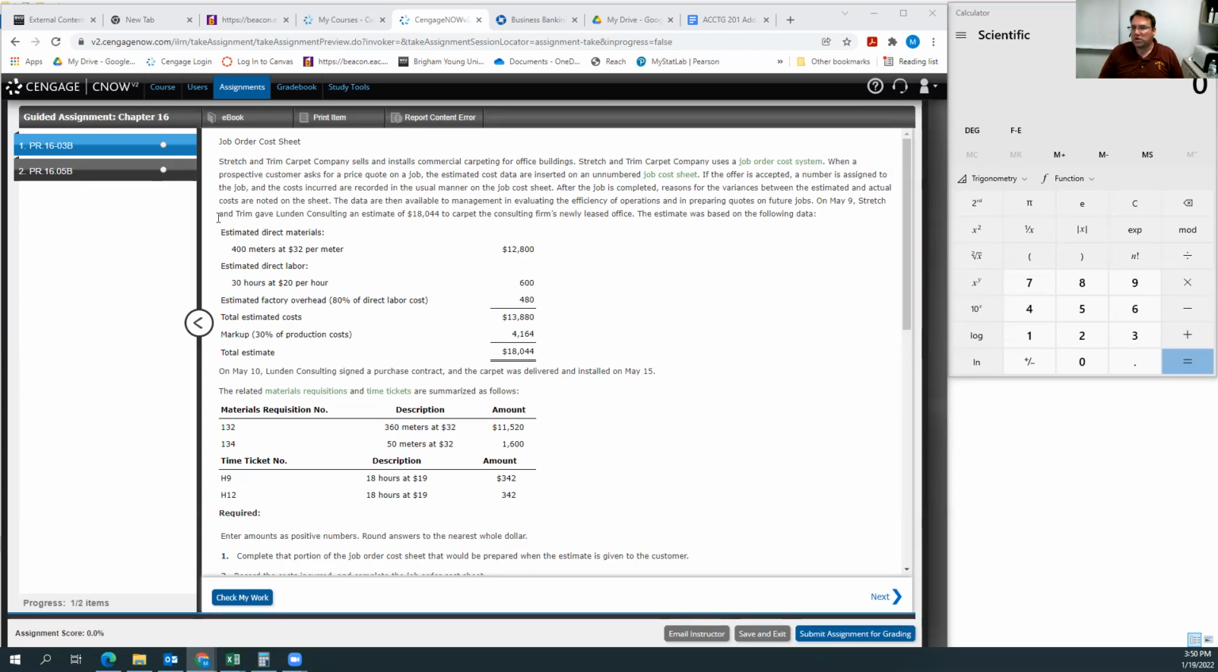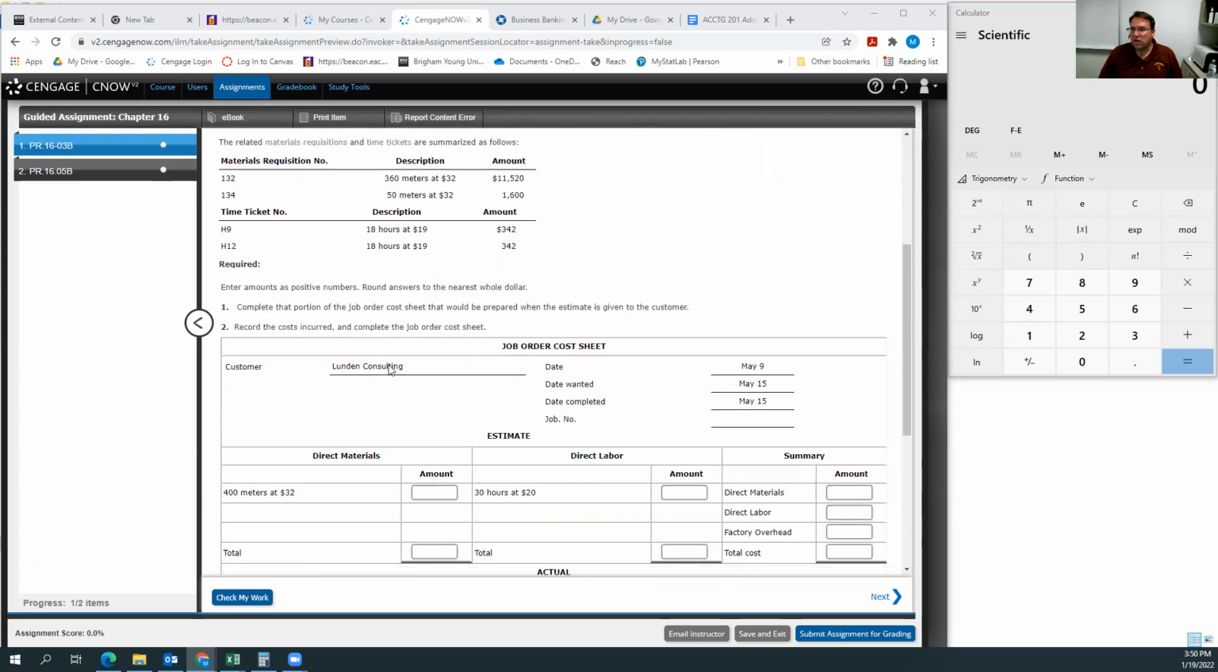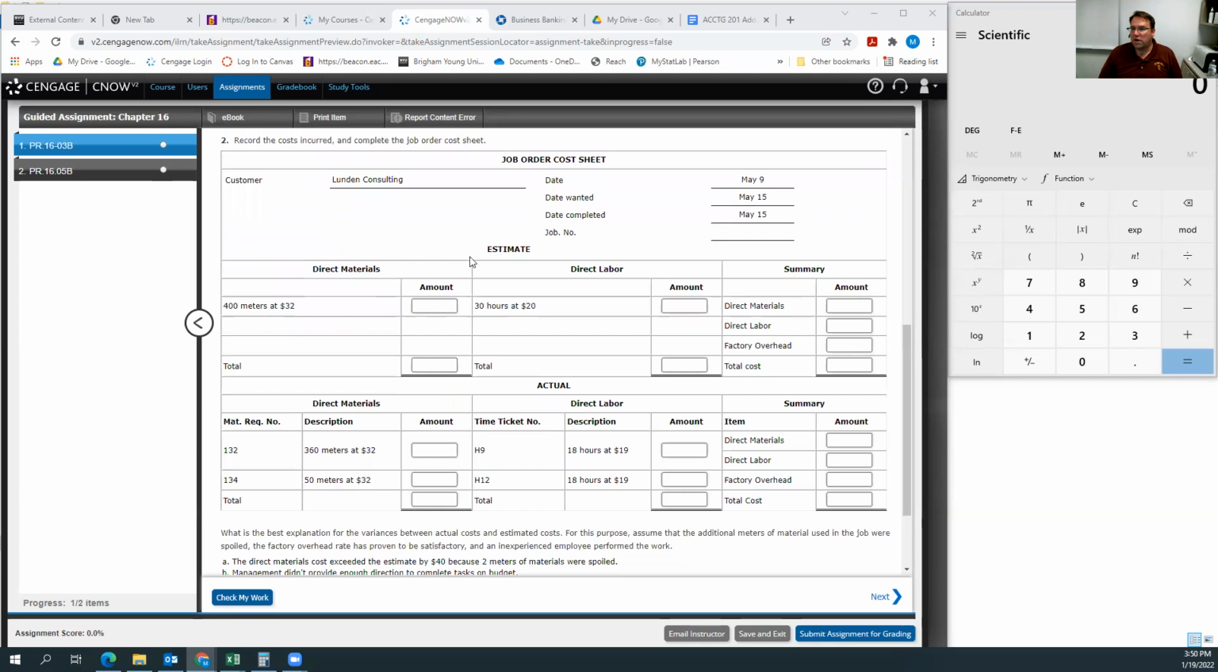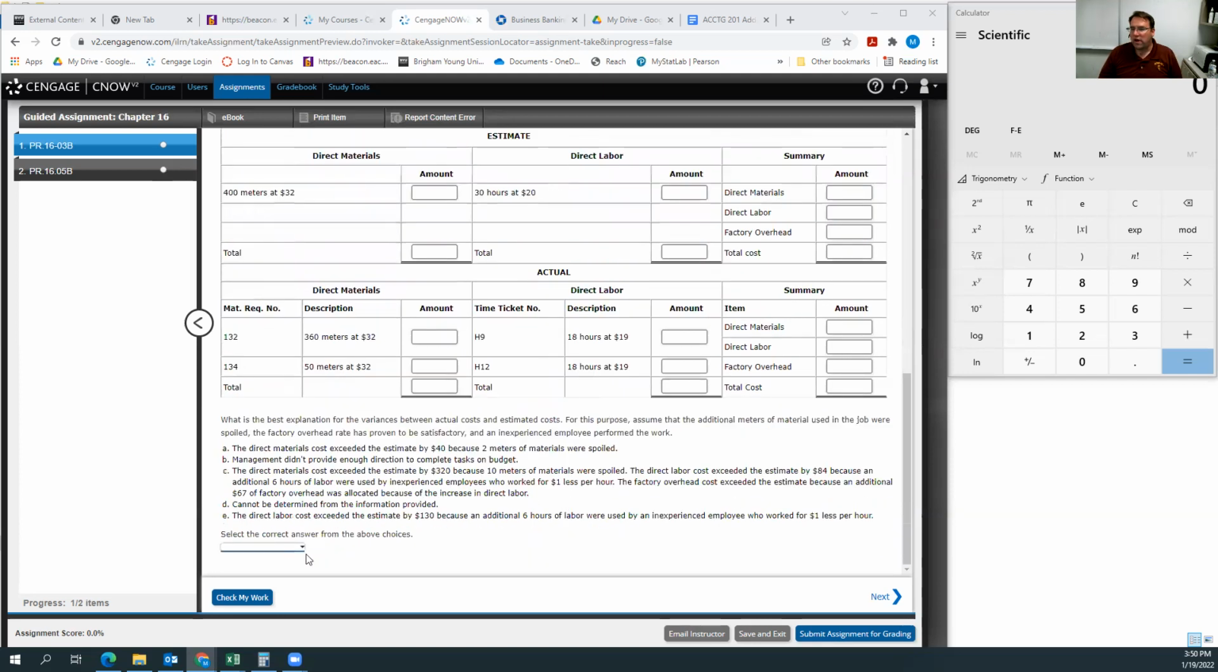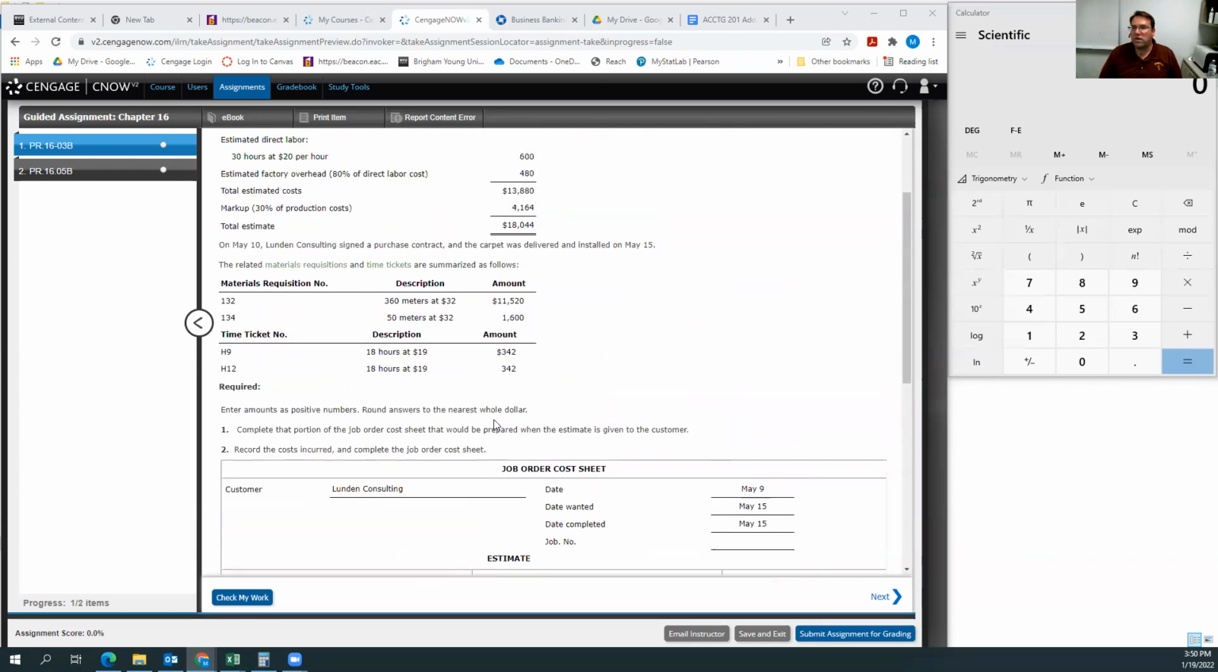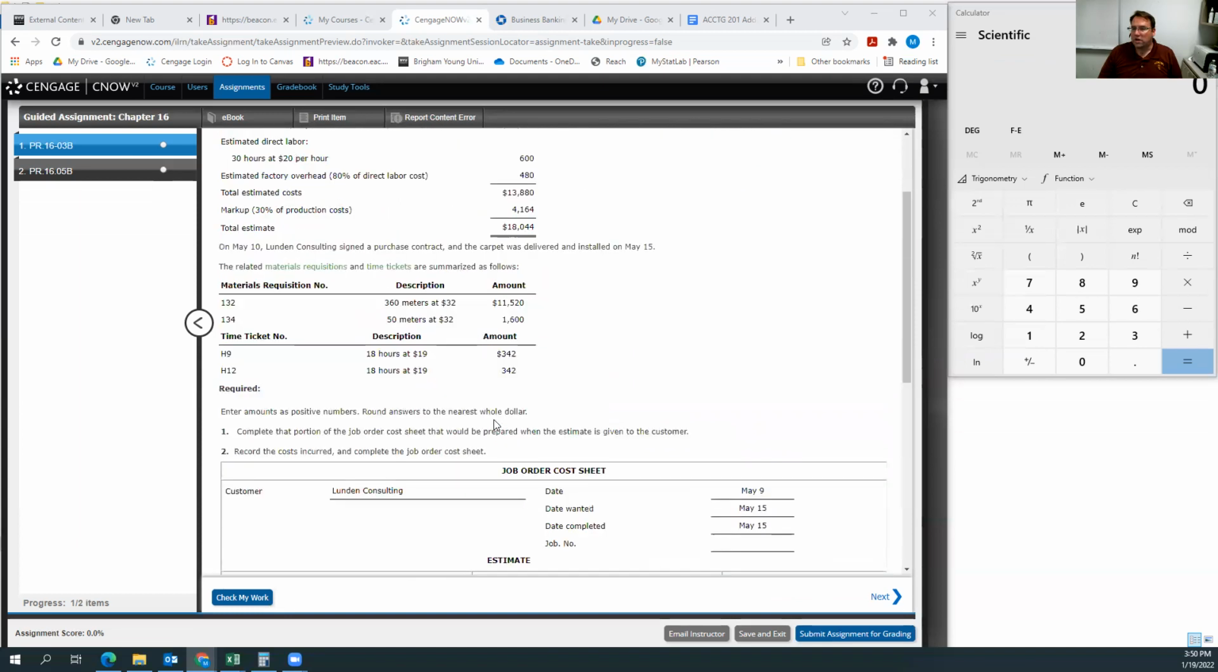So on May 9th, Stretch and Trim give London Consulting an estimate of $18,044 to carpet their newly leased office. So here's all the basis for their estimate. And then I think it wants us to complete the job cost sheet. So the job cost sheet is broken down into the estimate section, and then the actual costs, and then an explanation of why it's different, or the variance. So let's just take a look at it.